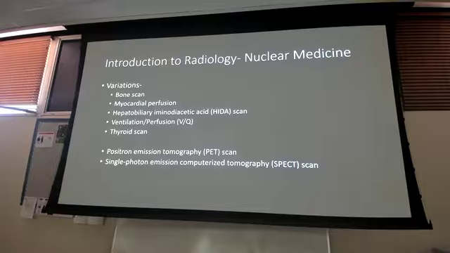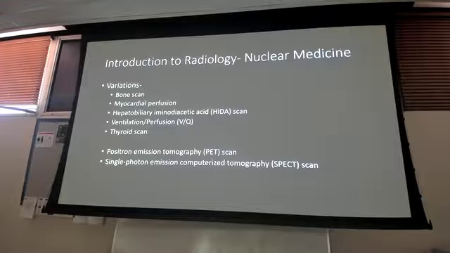HIDA scan. How well is the biliary tree and the gallbladder functioning? How well is it squeezing the bile out? How well is that going through the biliary tree so I can actually see if that's functioning or not? Is there a stone sitting in one of those ducts that's stopping the flow of the bile, right? That's the function of the hepatobiliary scan.